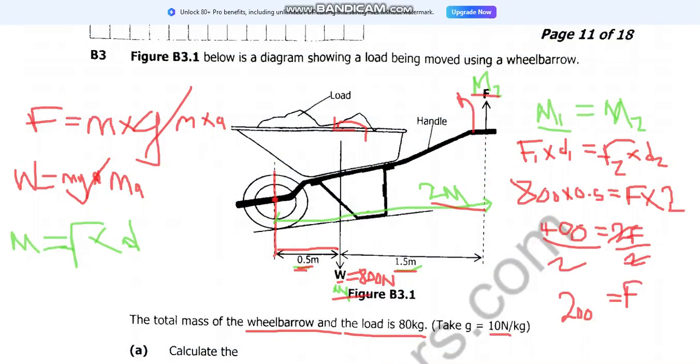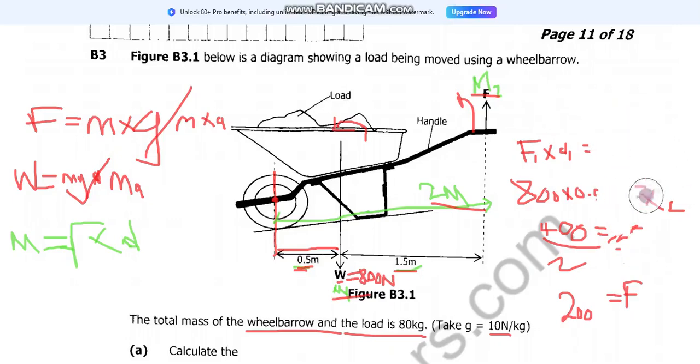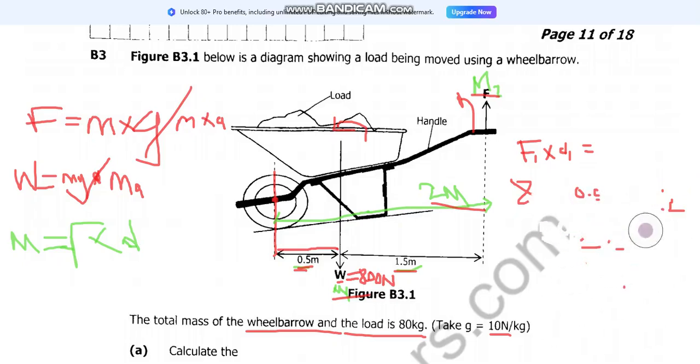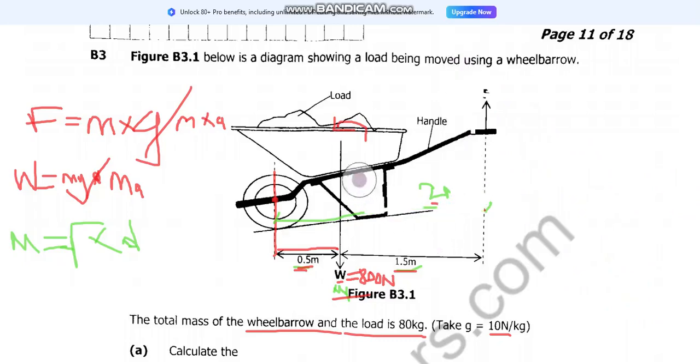So let's try to erase something here first of all. Okay, yeah, so let's try to erase something.